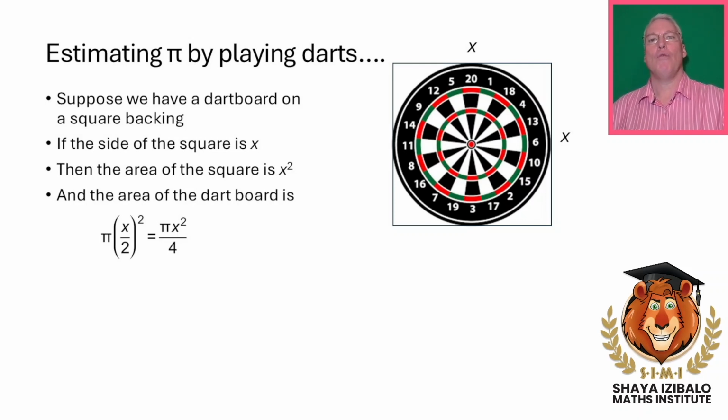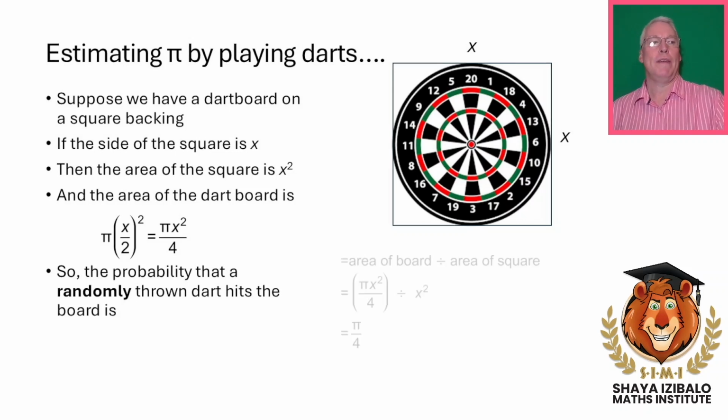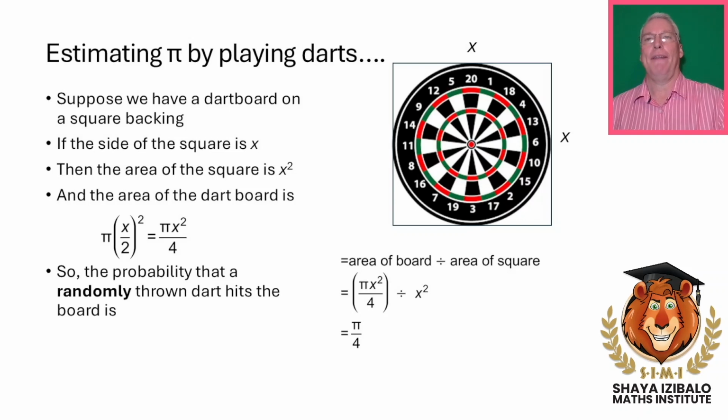Now, if we were to randomly throw a dart at that board, not aiming for the round part, just aiming for the square, randomly, then the probability, the chance of it landing in the circle would be the area of the circle divided by the area of the square. And that comes to pi by 4, right?